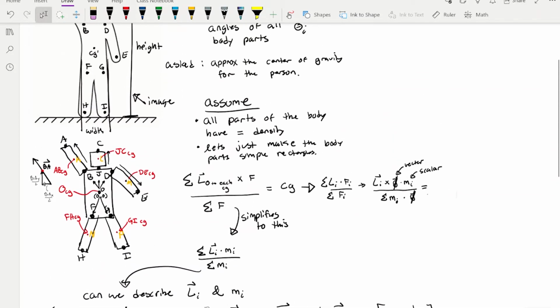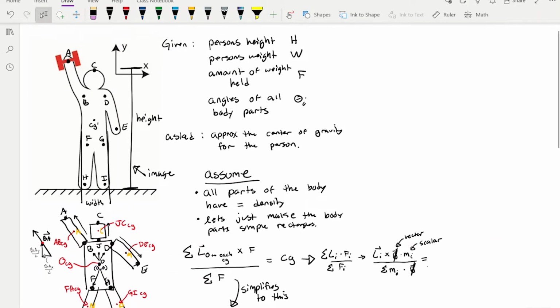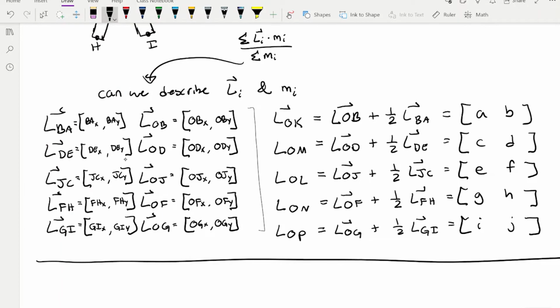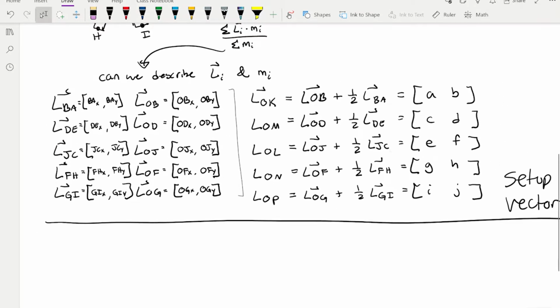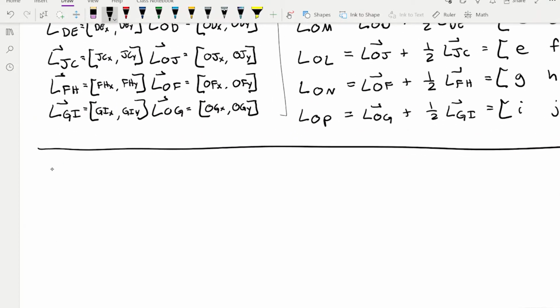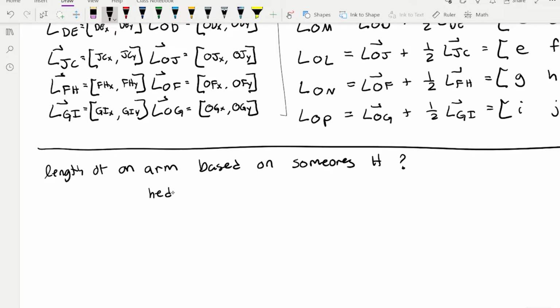So now we have to find the lengths or the components of all of our vectors that we just made. Like, what is BAX, BA? What are all these things? And we can do that in terms of a person's height, just by knowing the length of the arms based on someone's height. And then we can do the same thing for head, legs, torso. So let's do that real quick.